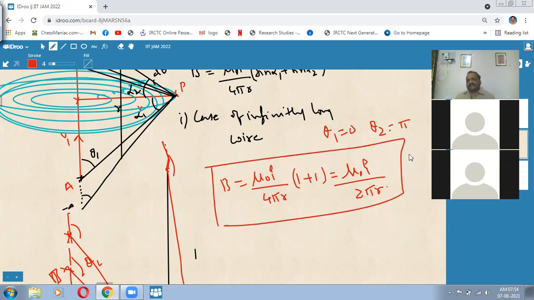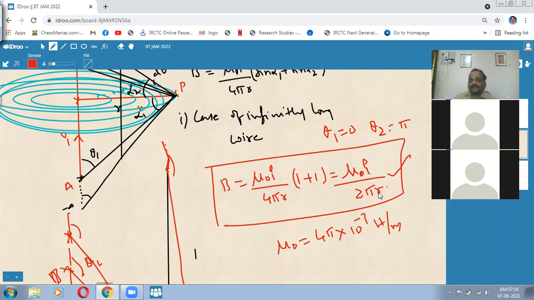This result is very, very crucial. It comes at least 100 places, many places it comes. Mu naught I by 2 pi r. Remember this form. Mu naught is the permeability of free space. Mu naught value is 4 pi into 10 to the power minus 7 Henry per meter.